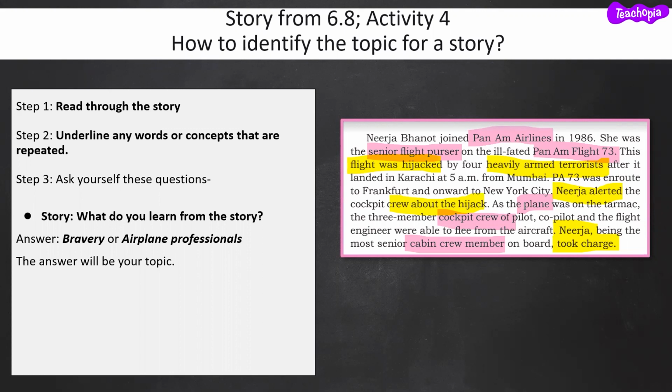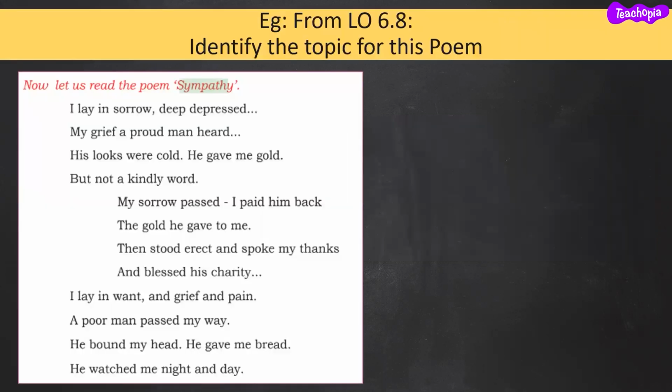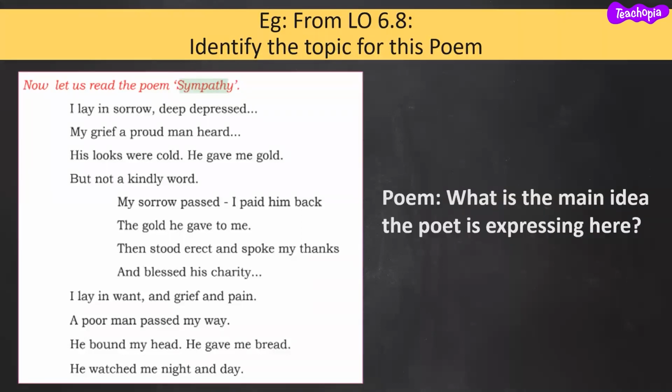So teachers, now you will do a similar activity. Here, this is the poem Sympathy from the textbook. You may be seeing it on your screen on the left-hand side. Now you have to identify the topic of this poem. So you will have to ask yourself, what is the main idea the poet is expressing here? You have 2 minutes to do this activity. You can follow step 1, 2, and 3.